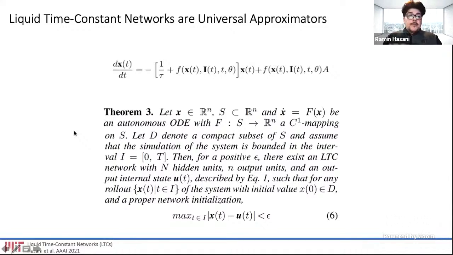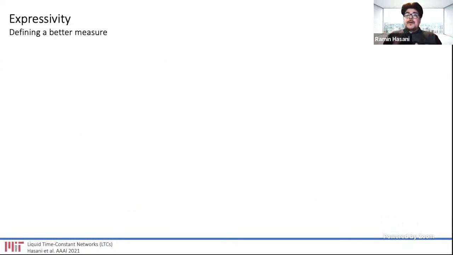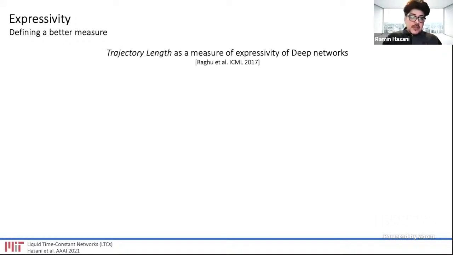But then, how are these neural networks more expressive? Universal approximation applies to all types of neural networks. How can we distinguish between shallow networks and deep networks? To dig a little deeper into the foundation of how expressive these liquid time constant networks are, we used one of the nice definitions that the deep learning community came up with. It's called the trajectory length measure of expressivity.